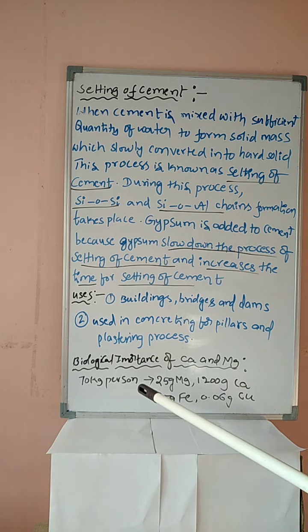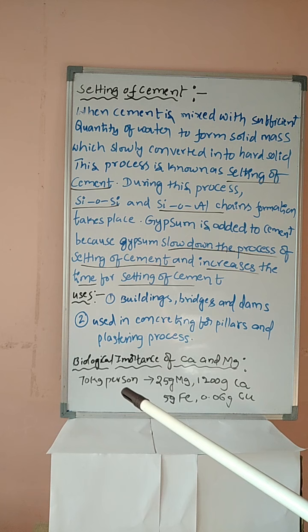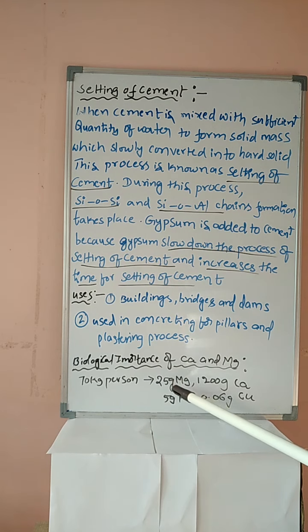A 70 kg normal person contains 25 grams of magnesium, 1200 grams of calcium, 5 grams of iron and 0.06 grams of copper. When compared to iron, more magnesium is required and more calcium is required. These values indicate the importance of magnesium and calcium in our human body. That is, a 70 kg typical person contains 25 grams of magnesium, 1200 grams of calcium when compared to 5 grams of iron and 0.06 grams of copper.